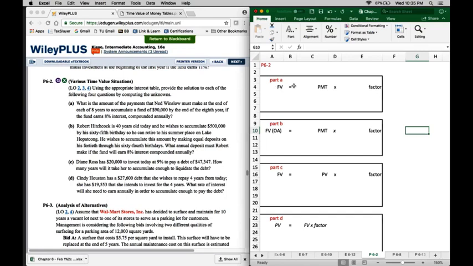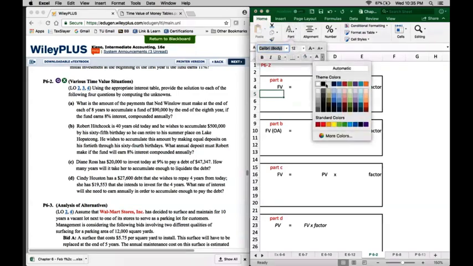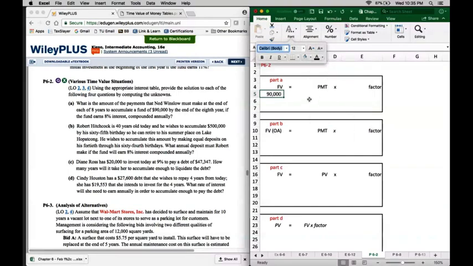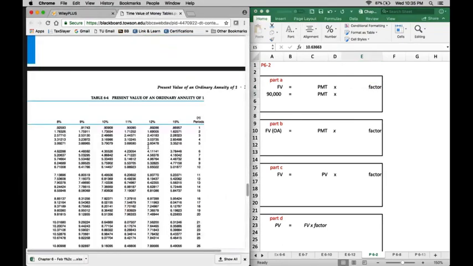So future value equals payments times the factor. So in this case, I know my future value is 90,000. I have to find out the payments. This one is unknown to me. So I'll just copy that over. The factor, which table will I look at if I'm looking for the future value? So I'll pull up the table over here and I'll show you where I'm getting the factor from.